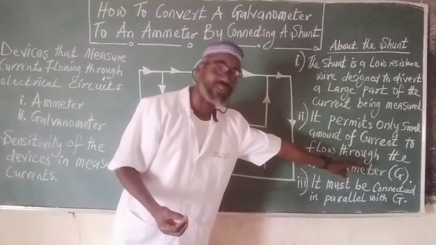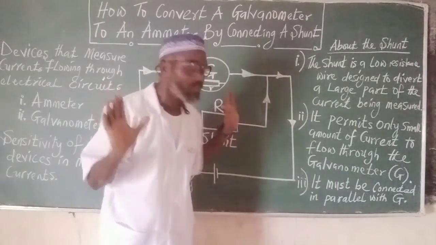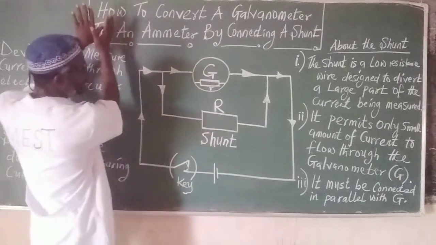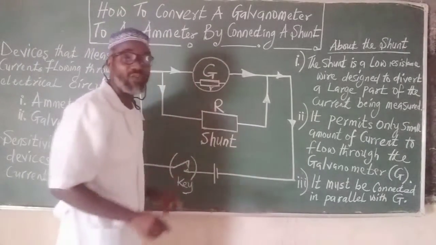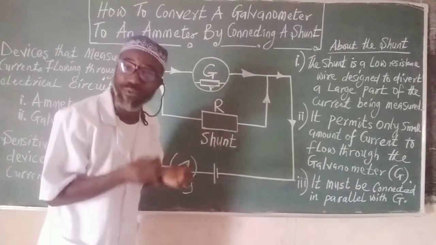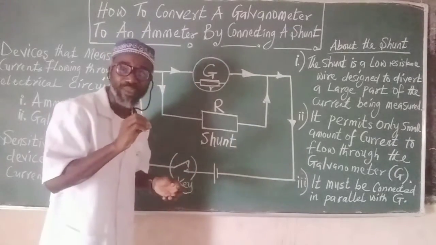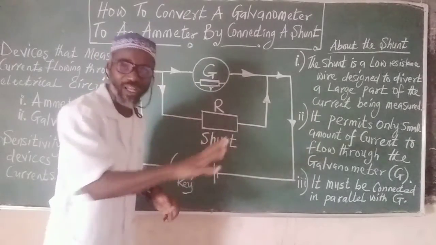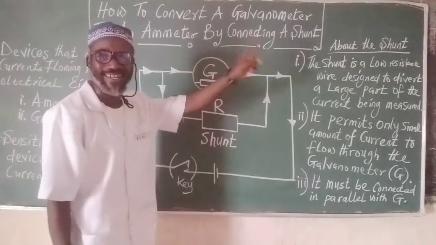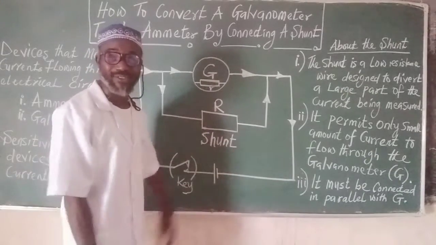Look at it, G. So after diverting a large amount of current, a small amount of current will now flow through the galvanometer, so that the galvanometer will be able to detect it, measure it, and then attain full-scale deflection. We will talk about that in my next class. A lot of things to discuss here.